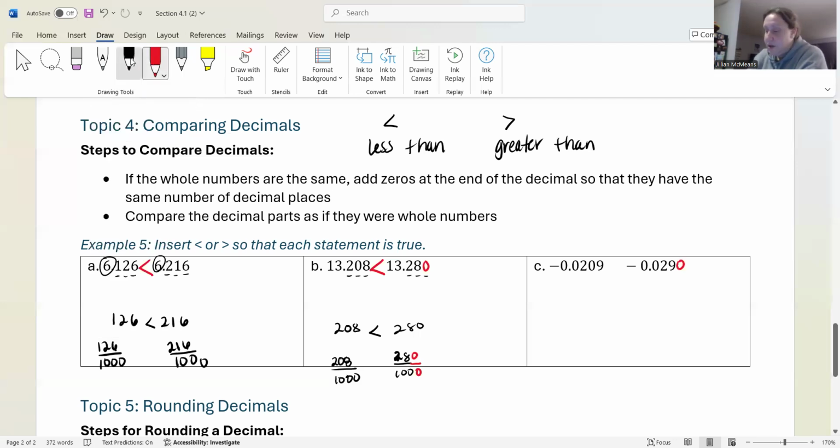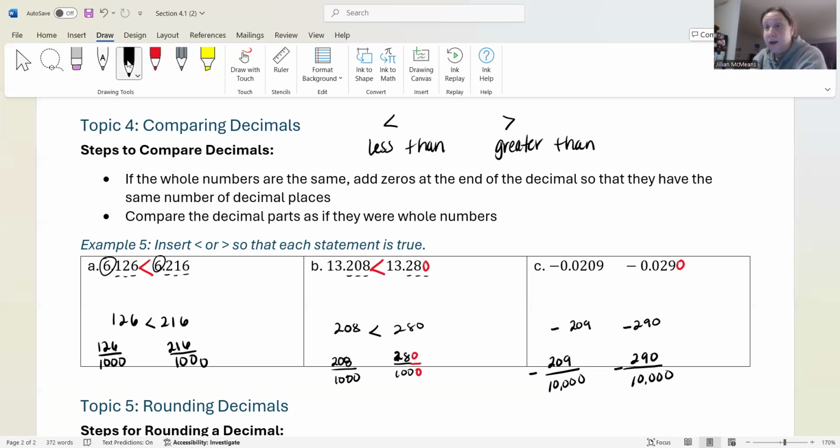So if I add a zero, what I'm technically dealing with is 209 10,000ths compared to 290 10,000ths, okay? So by writing the numbers with that extra zero at the end, all we really have to do is compare 209 to 290. Well, 209 is less than 290. So, I was about to throw in the wrong inequality symbol. So 209 is less than 290, but remember, these are negative. I almost screwed myself up right there. So these are actually negative.